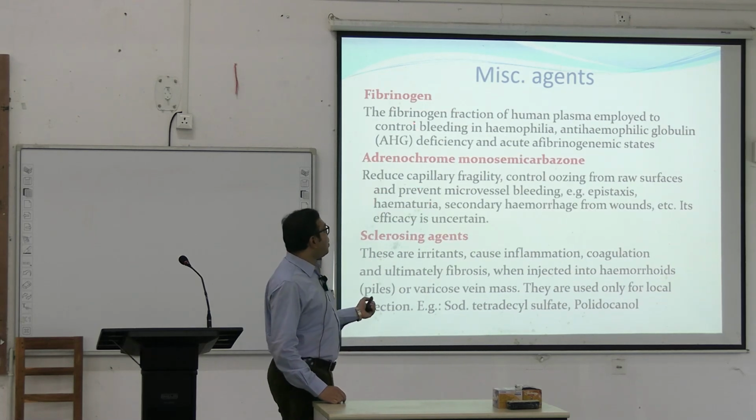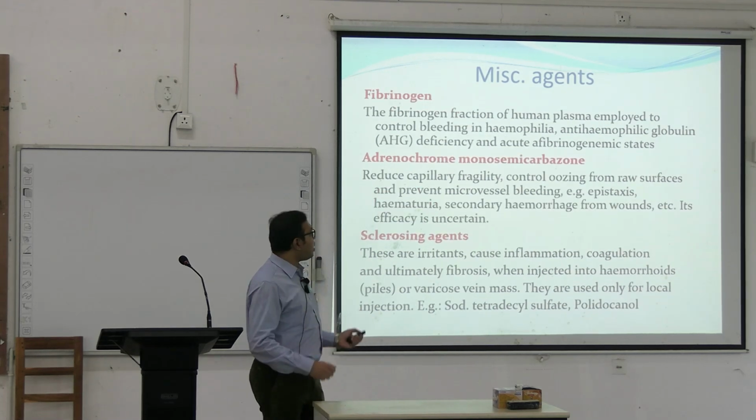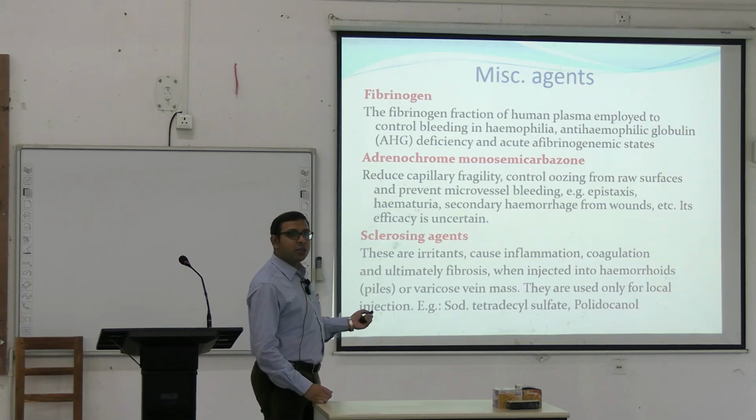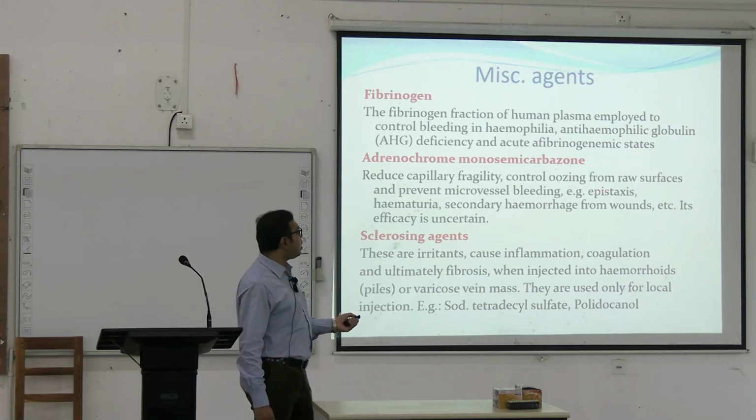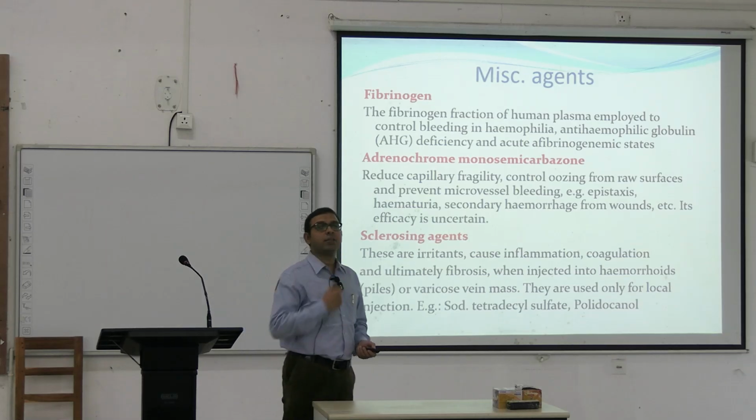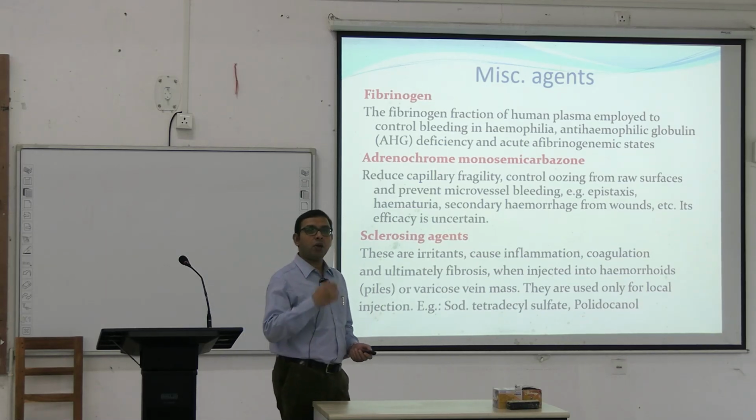Okay. Fibrinogen itself can be purified and can be used. Mainly it is used in case of hemophilia. Adrenochrome monosemicarbazone is also less used, but it can be used in epistaxis, hematuria, etc. They mainly control the oozing from raw surfaces, like after teeth extraction. In case of hemophilia, there will be more bleeding.